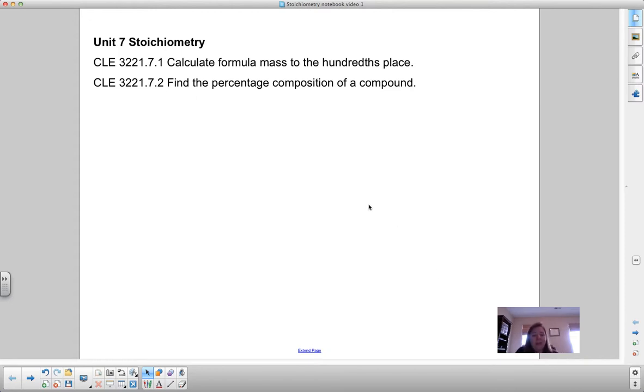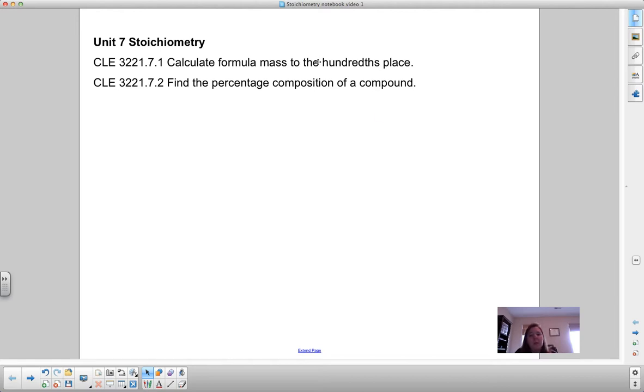Okay, welcome everybody. Today we're going to be starting our new unit, which is stoichiometry. And we kind of did a little bit with this a while ago with the moles and the molar mass. So I'm hoping that that preparation will serve us well for what we're about ready to do.